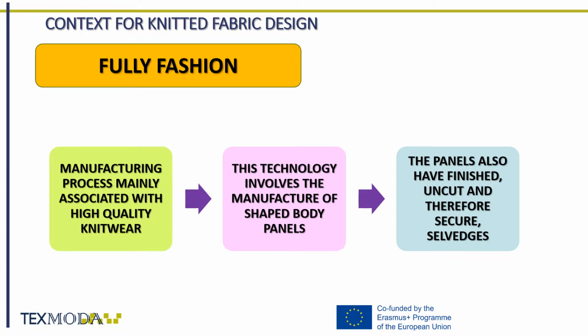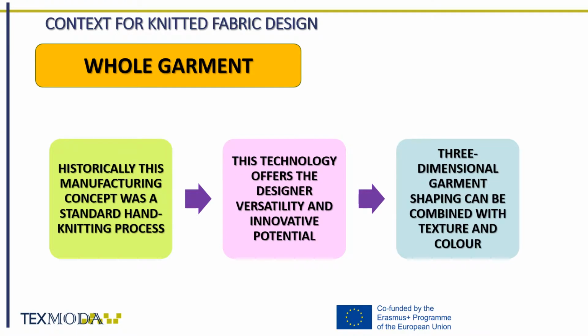Fully fashioned. This manufacturing process is mainly associated with high-quality knitwear made with luxury raw materials. The technology involves the manufacture of shaped body panels of single bed fabric that are then assembled into finished garments, thus minimizing waste. Wool garment. The first seamless garment production machine was introduced in 1995 by Shima Seiki. This technology offers design versatility and innovative potential, as advanced three-dimensional garment shaping can be combined with texture and color use.